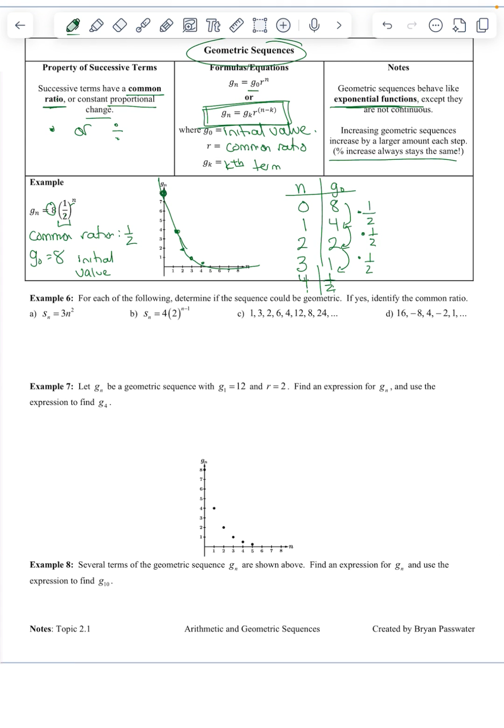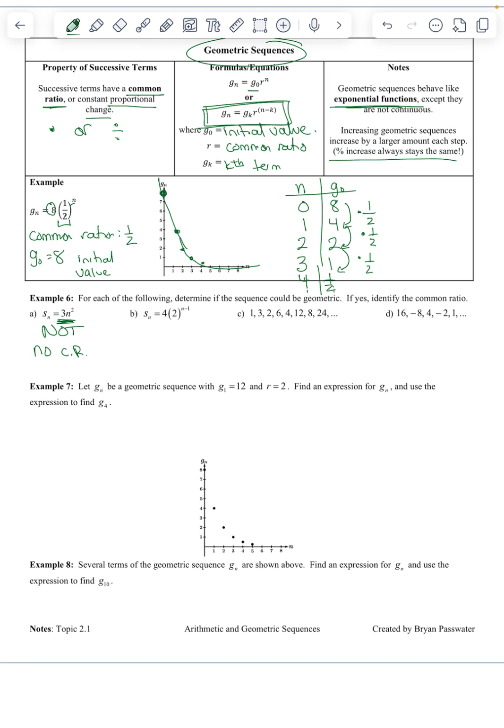All right, moving on. Example 6, for each of the following, determine if the sequence could be geometric. So again, just by looking at this, this is not geometric because it's not exponential. So no, it's not. And you can show this by filling out a table and seeing that there's no common ratio.